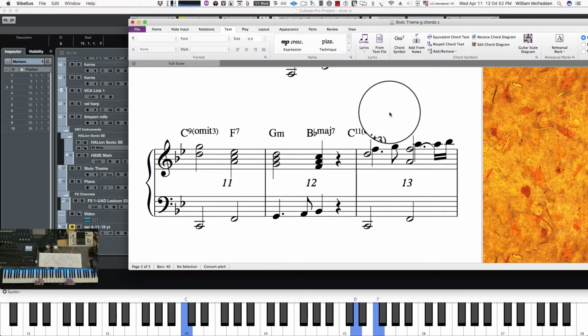Again, we're repeating the C11, omit 3. We're also omitting the 5 and the 7. We're really just including the 9 and the 11. And then there's that F again, and we're omitting the 5 there.